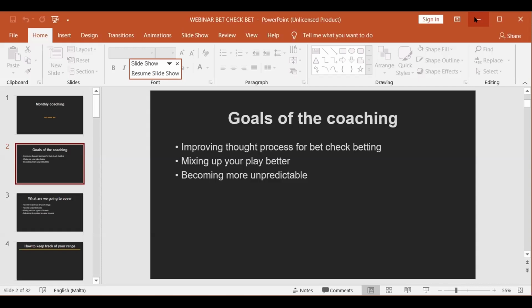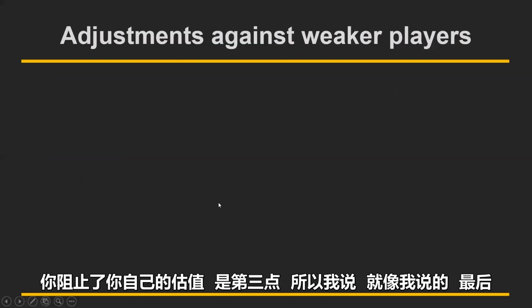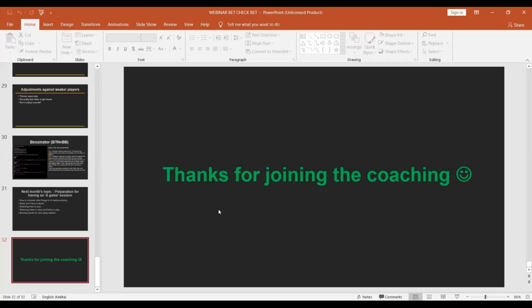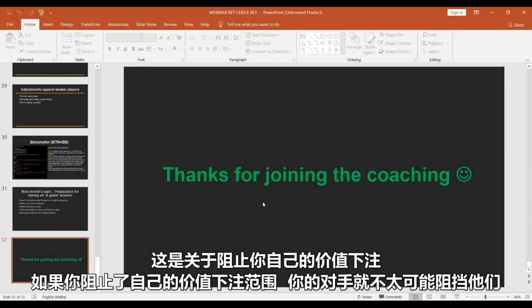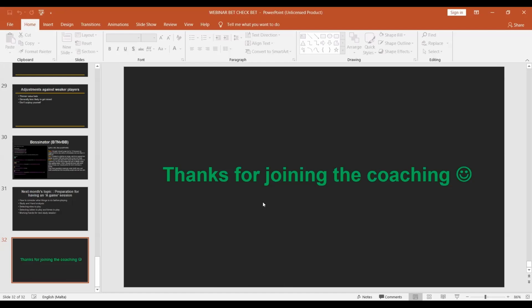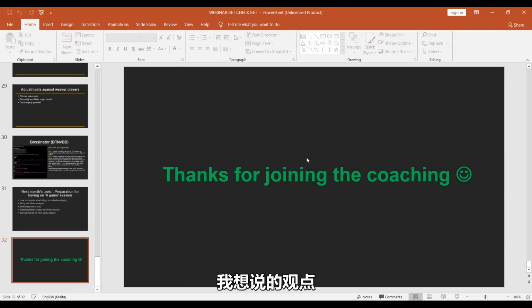So yeah, you block your own value range. That would be number 3. As I was saying in the end, that is number 3, right? One of the components that David asked about was blocking your own value bets. If you block your own value bets, your opponent is less likely to block them. For instance, if you have the nut flush blocker, your opponent cannot have the nut flush, which obviously means it's more likely he just has one pair, two pair, set, whatnot, and it's less likely for him to call, right? That's the point I was trying to make.